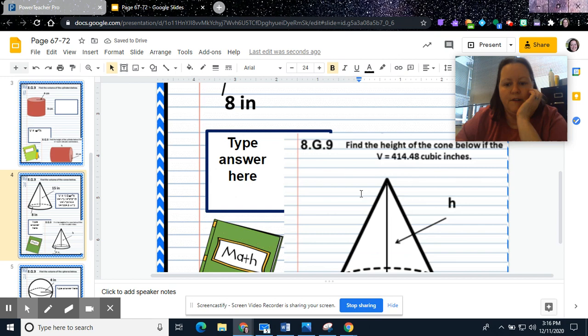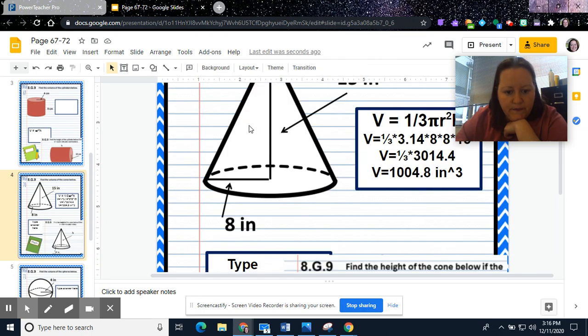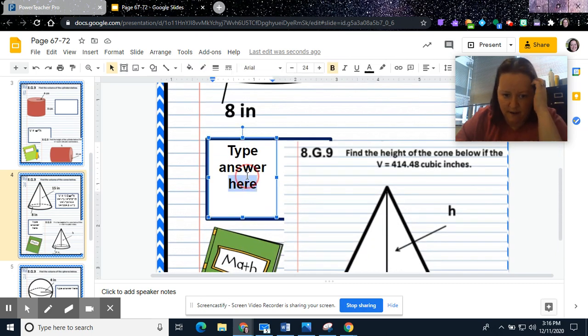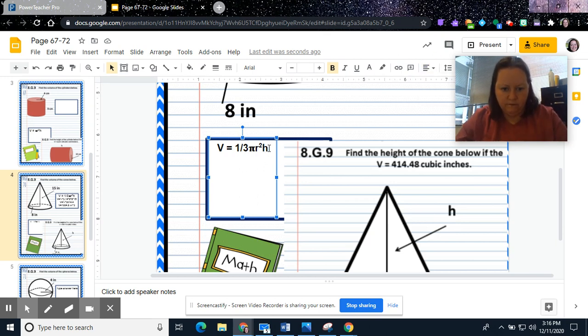Then down here, we're going to find the height of this cone below if we know the volume. This is going to be kind of like the one we did on the last page, where we're solving an equation instead. We have our formula. I'm going to shrink that because I don't have as much space here to write. We know that the volume is 414.48. And then we have 1/3. We know that pi is always 3.14.